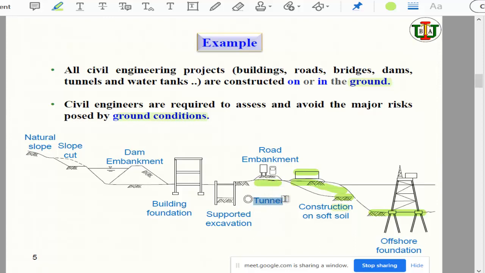Do you know there is a tunnel construction going on in Bangladesh? Where is it? Yes, sir, Chattogram, the Karnaphuli tunnel, in Chittagong.